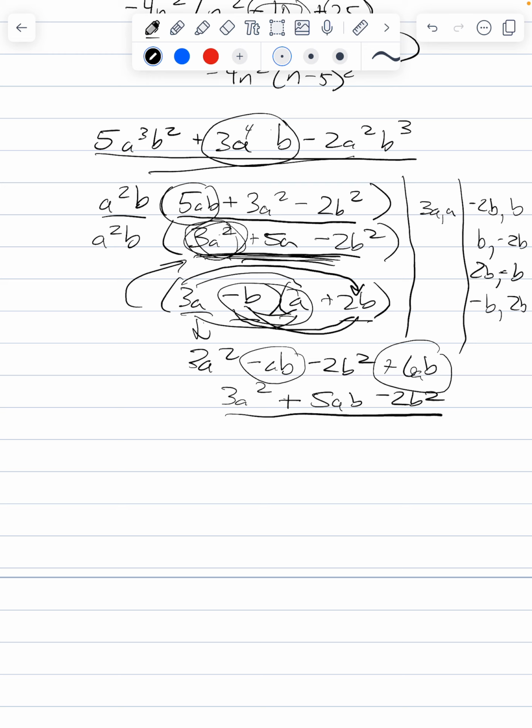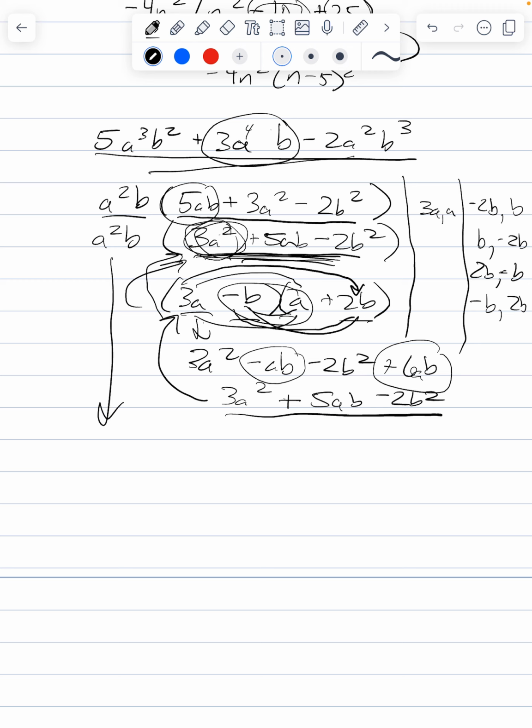Does this look the same as this? 3a squared minus 5ab, I should go further up, minus 2b squared. Yes, it's the same. And by the way, that b should be right there. That was about the sloppiest problem we've done today. But it checked out, so now let's clean this up.